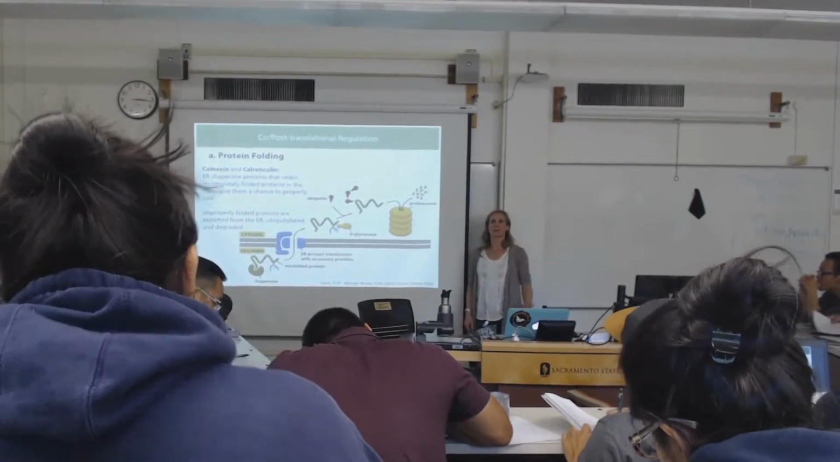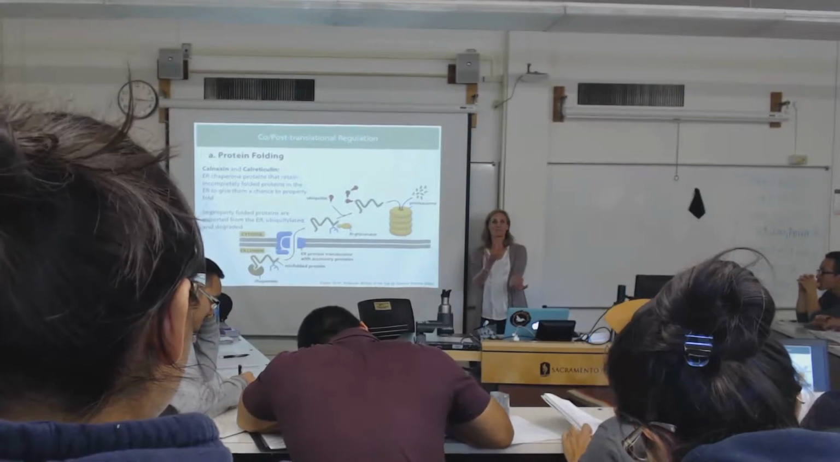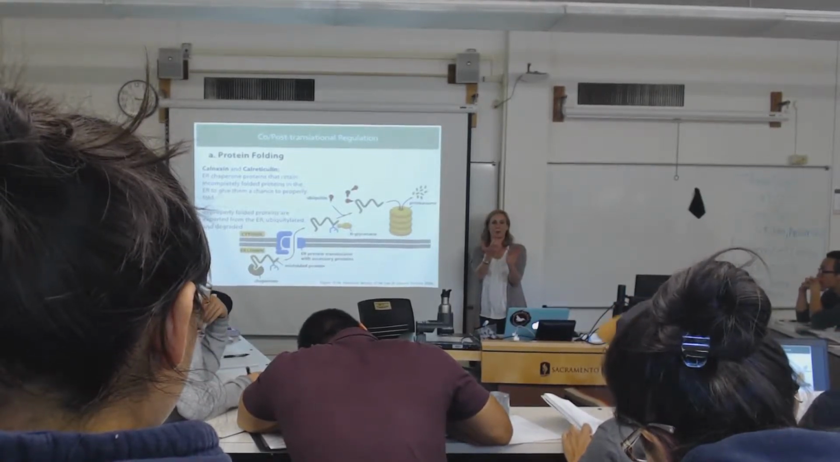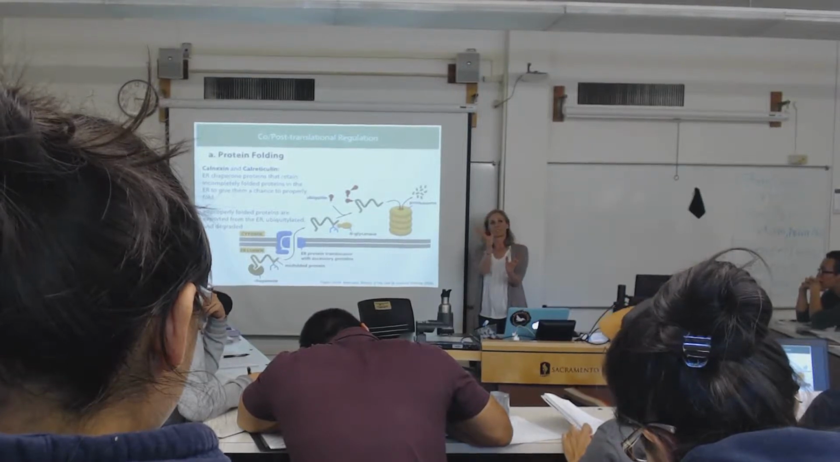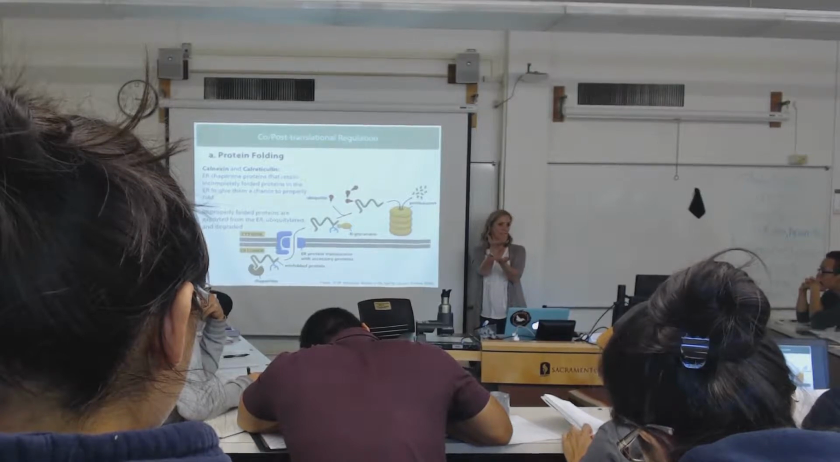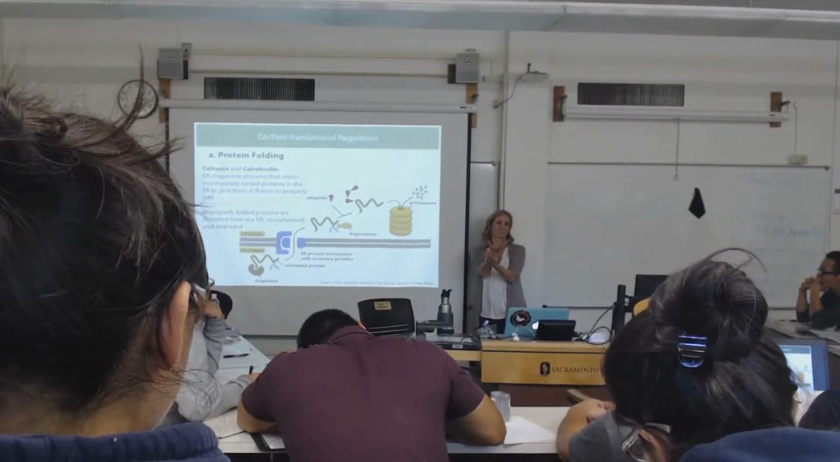I wonder if I should go, I'm not even testing you guys on this, so I don't know if I should go into this level of detail. But essentially, there's a mechanism in which the cell or the proteins can detect, according to the location of the sugar group, if the protein is folded properly. So the calnexin and calreticulin are kind of involved in that sensing mechanism.